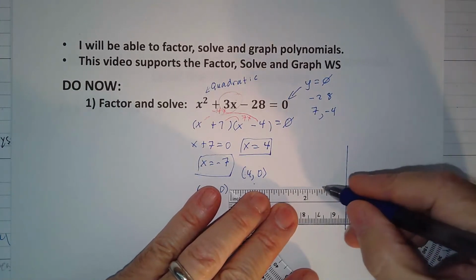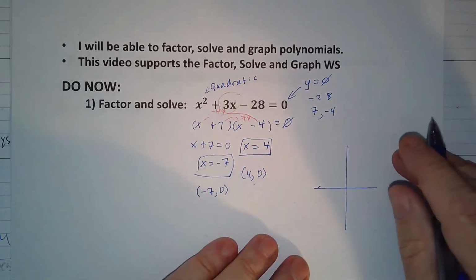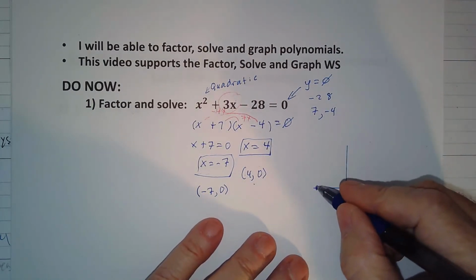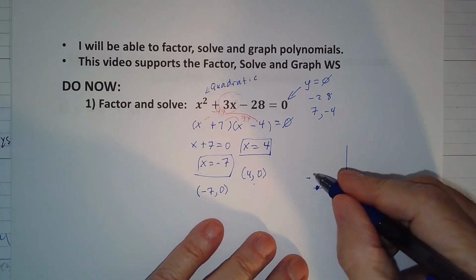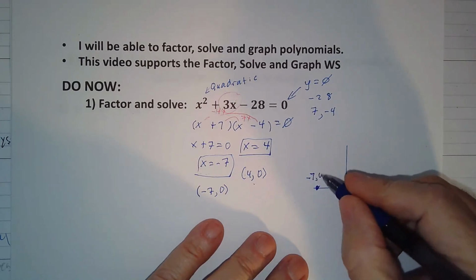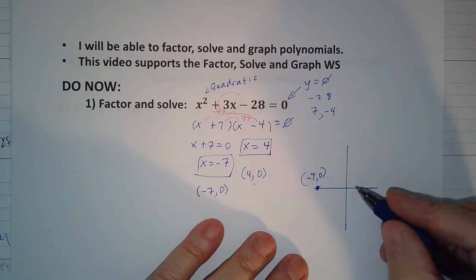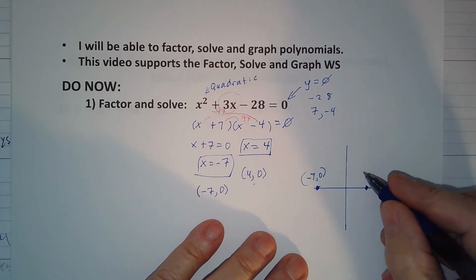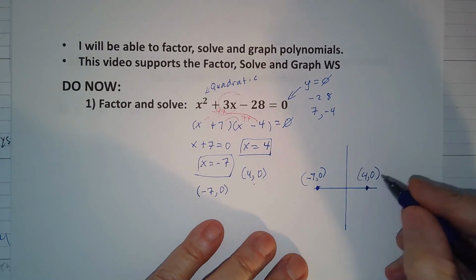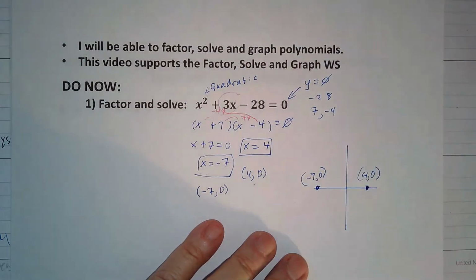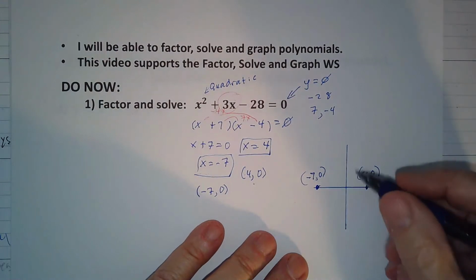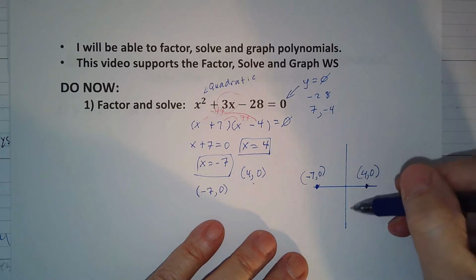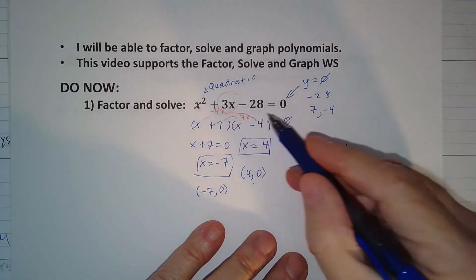And so if we said that this is negative 7 over here, and 0, and then this was over here somewhere about 4 and 0, okay, just approximate, then we need to figure out one more point. We can actually figure out where x is 0, because let's look at this trinomial.